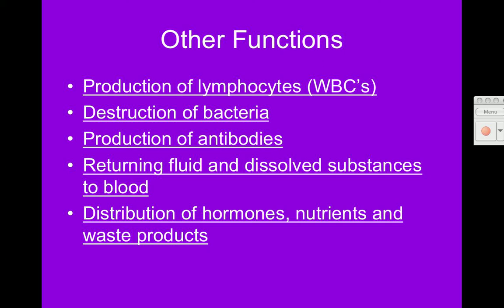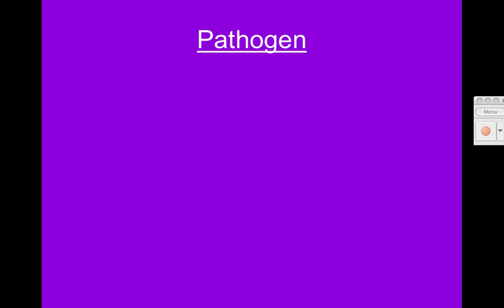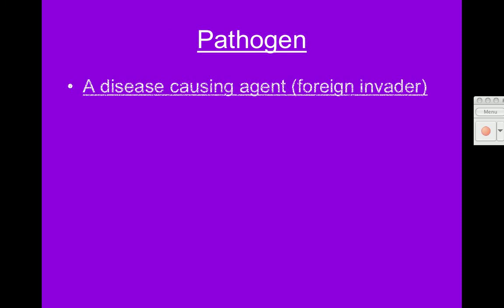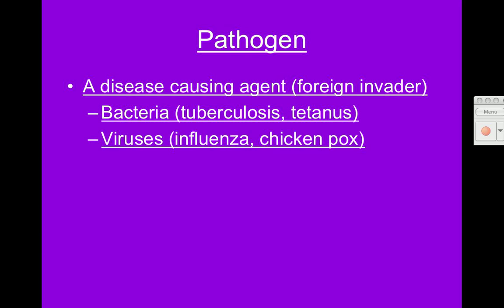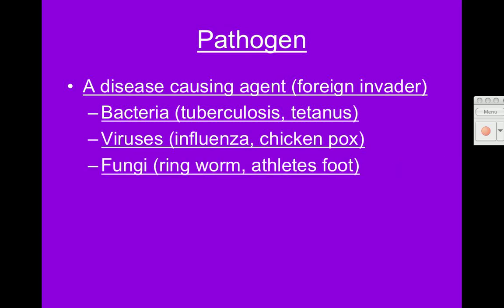Now the first three for the lymphatic system are very much their immune role, but they also have these two other roles that don't really have an immunity link, so that's why it's called the lymphatic system and not the immunity system. Now with this, we're going to be dealing with the word pathogen quite a bit. A pathogen is a disease-causing agent, in other words, a foreign invader. That can include a lot of different things. It can include bacteria, viruses, fungi, as well as parasites such as worms or protists.